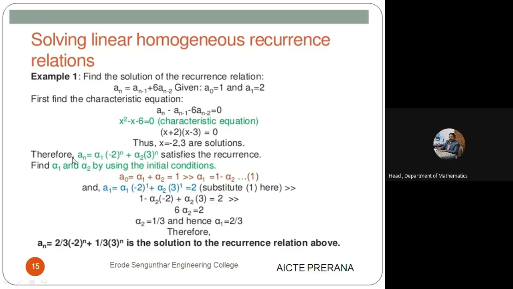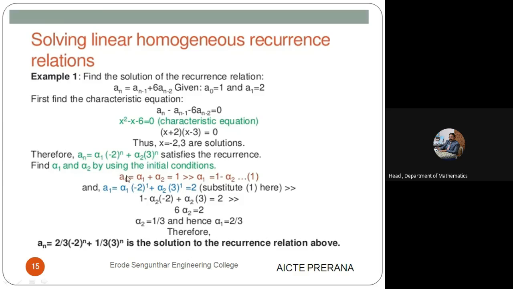Therefore, the solution is a_n = alpha_1 r_1^n + alpha_2 r_2^n. Here the roots are real but different roots, so the general form of the solution is a_n = alpha_1 r_1^n + alpha_2 r_2^n. Now, using the initial conditions a_0 and a_1, we find the constant values alpha_1 and alpha_2.